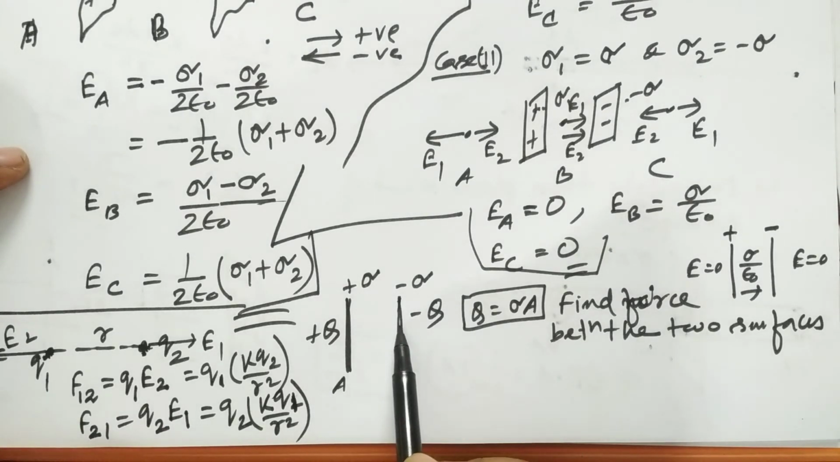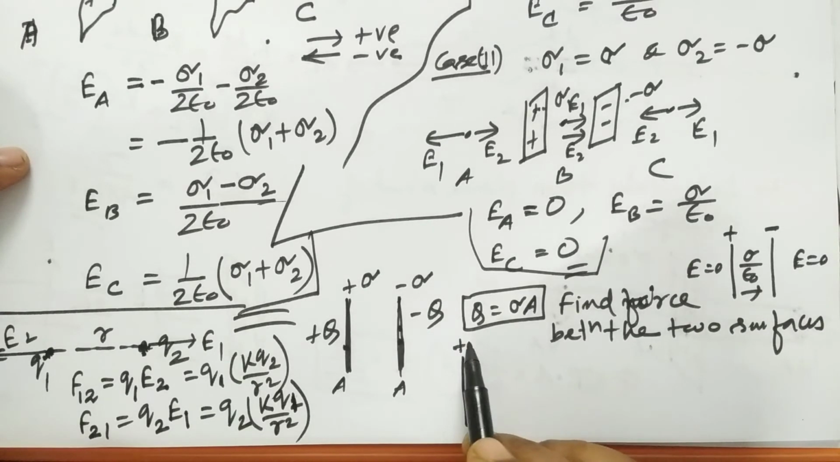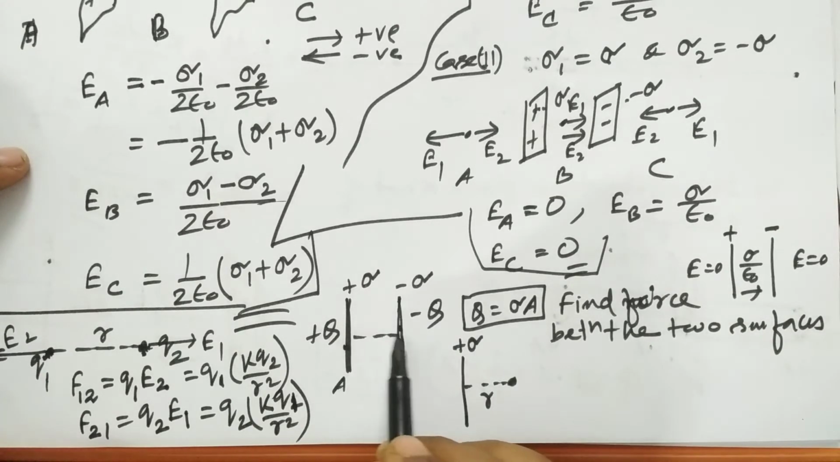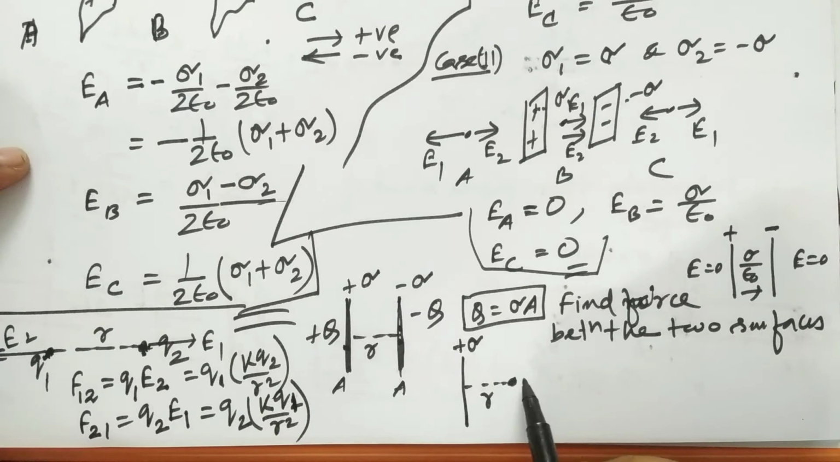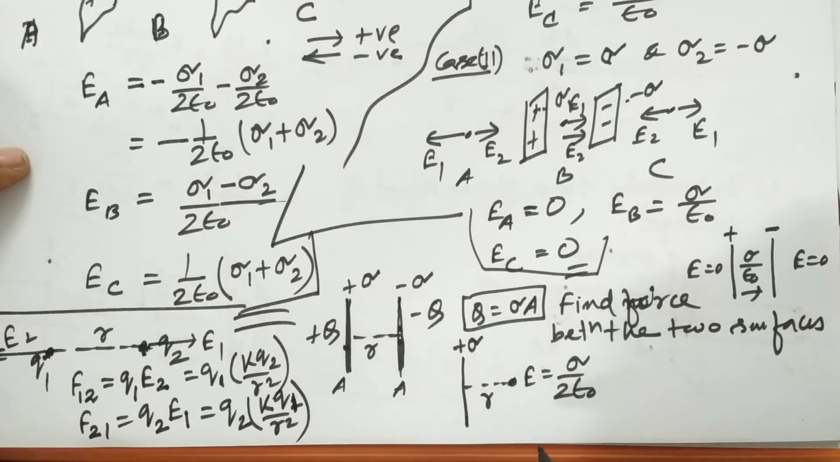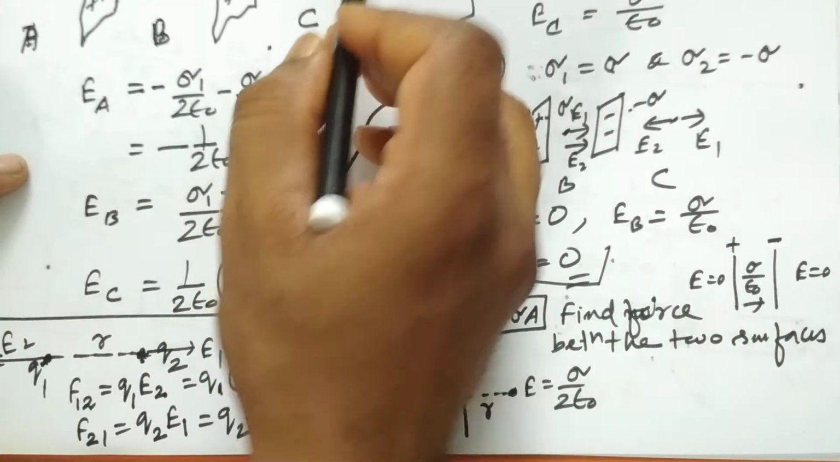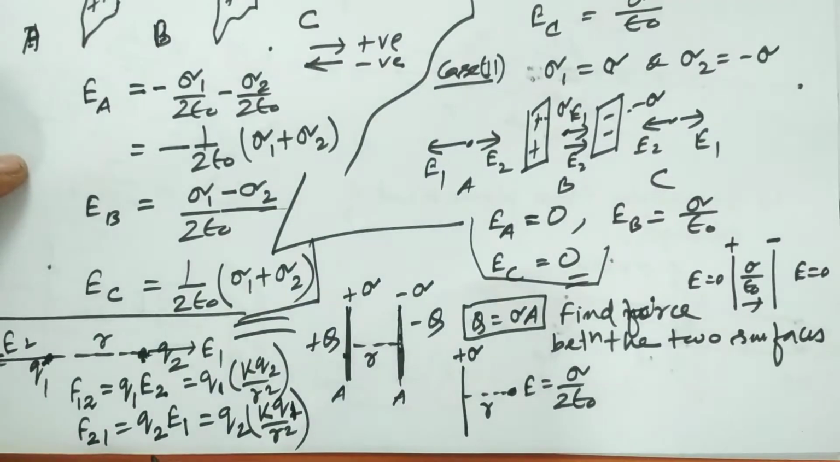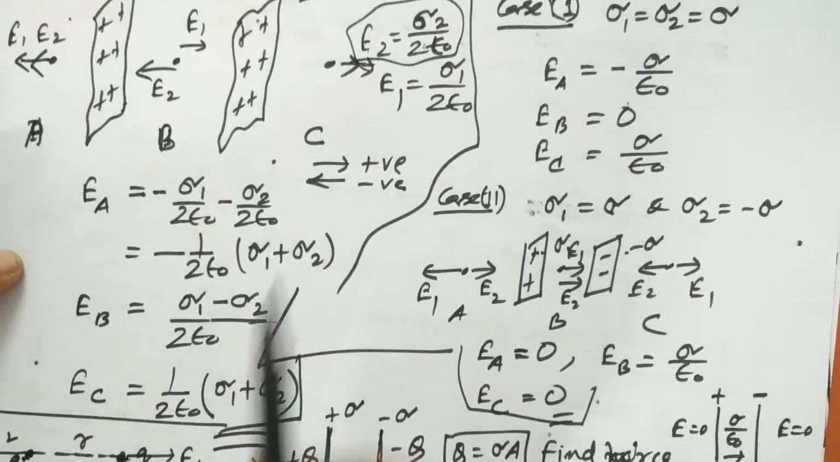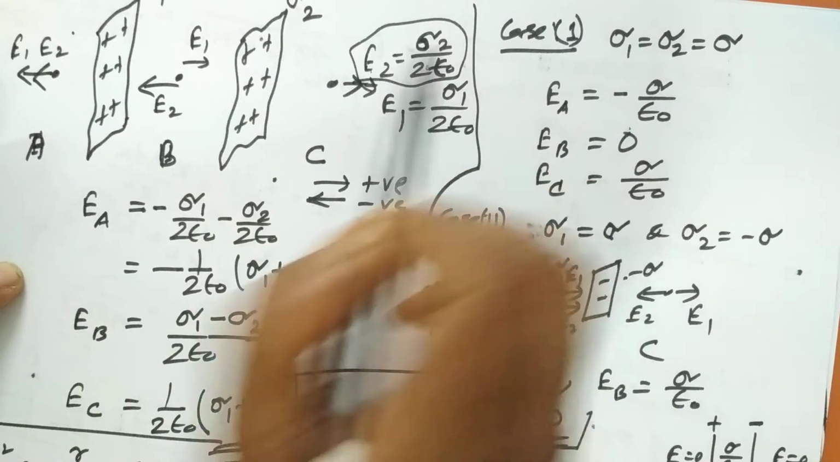So the negative surface is in the electric field of the positive surface and a positive surface is in the electric field of the negative surface. So if I consider only the positive surface, suppose the separation between them is R, at a certain distance R, electric field will become how much? Sigma divided by twice epsilon naught, electric field because of one surface.